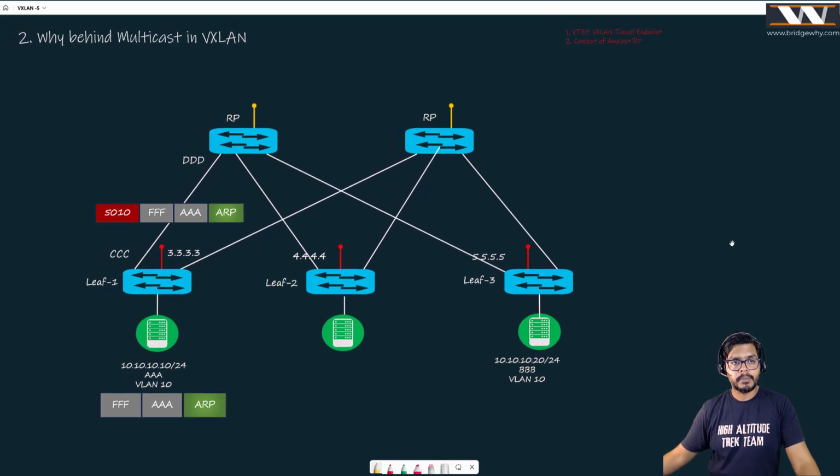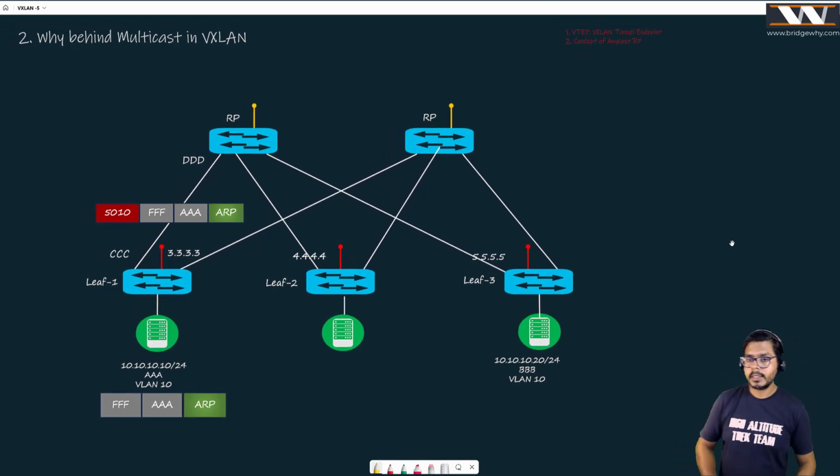Why multicast in VXLAN? This topology you may have seen a number of times, so you know about it now, right? Very simple topology. We have some leaf switches right here, and some spine switches right here, right? And now we have two hosts, host A and host B, or server A and server B.